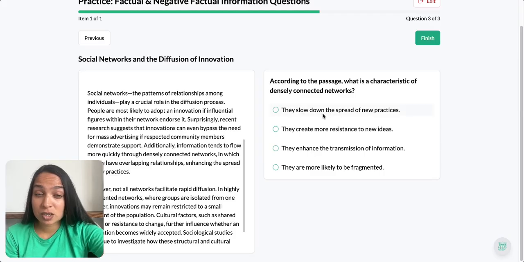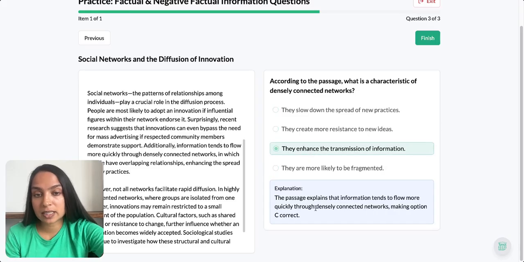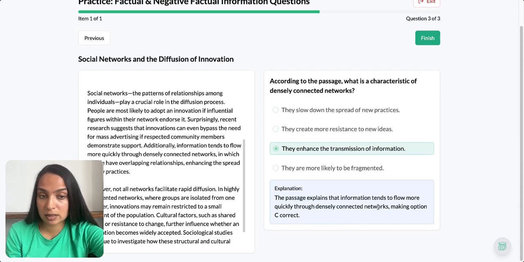So our options are they slow down the spread of new practices. That's not true. They create more resistance to new ideas. That's not true. They enhance the transmission of information. That sounds correct. Let's check the last one. They are more likely to be fragmented. That is not true. So let's go to C. And that's correct. The passage explains the information tends to flow more quickly through densely connected networks.